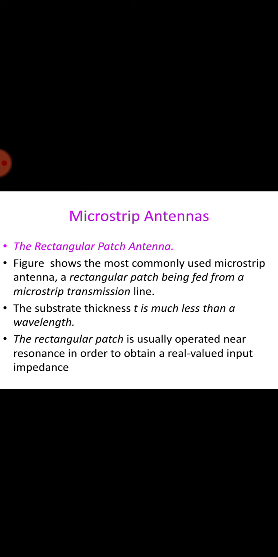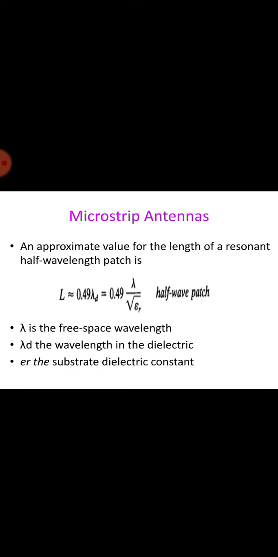The figure shows the most commonly used microstrip antenna, a rectangular patch antenna being fed from a microstrip transmission line. The substrate thickness T is much less than a wavelength. The rectangular patch is usually operated near resonance in order to obtain a real valued impedance.